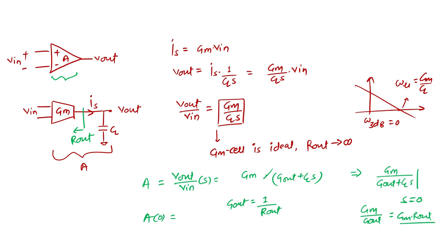So what is the ideal GM cell? When there is an ideal GM cell, our gain is infinite. So in this case, what is the DC gain? This is nothing but infinite. What is the DC gain in the practical case? It is a practical value, which is nothing but GM R out. And R out, we know, if we have this structure, we can find the R out.